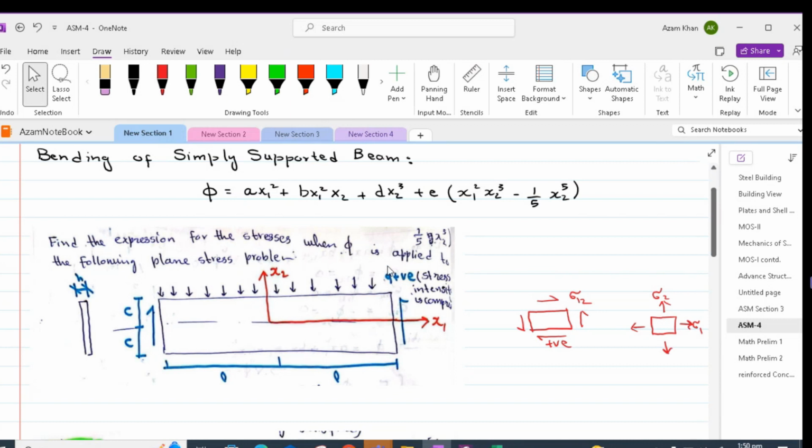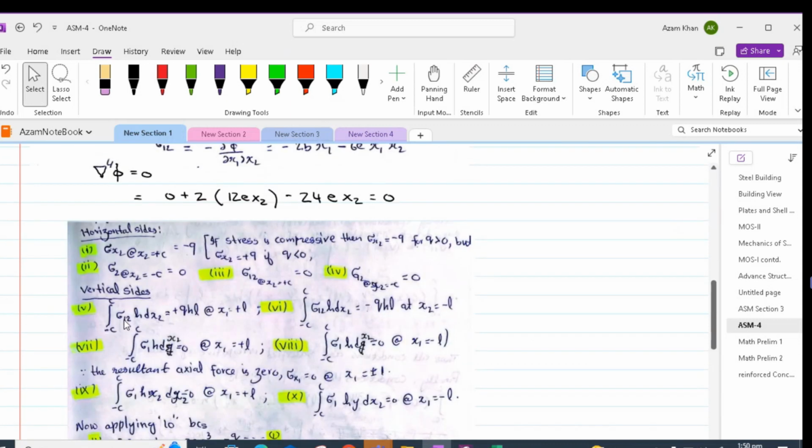So half of this load will be resisted by the reaction at the right hand side. Similarly, the other half will be resisted by the reaction on the left hand side. Therefore, we have the integral of sigma 12 h dx2 from minus c to plus c equal to plus qhl at x1 equal to plus L, and sigma 12 h dx2 is equal to minus qhl at x1 equal to minus L.